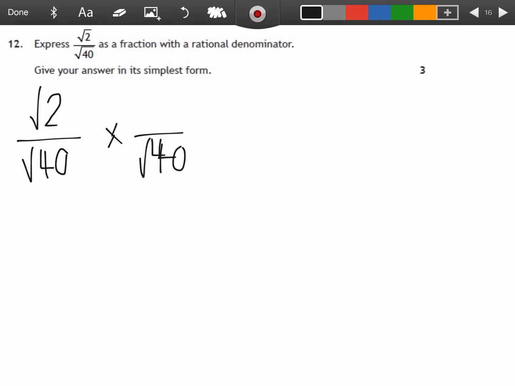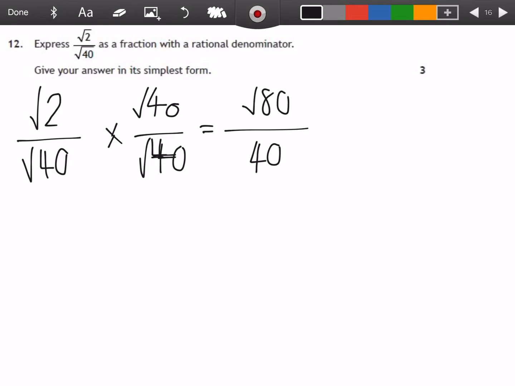If we multiply by root 40 on the bottom, root 40 times root 40 is just 40. But remember, you'd need to multiply the top by root 40 as well. So, as we said, root 40 times root 40 is just 40. At the top, root 2 times root 40, that is just root 80.